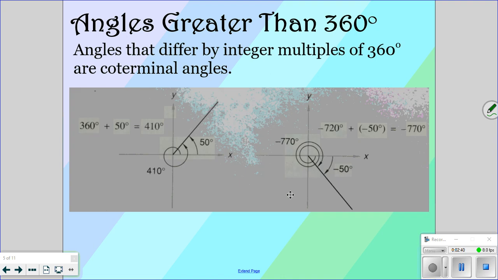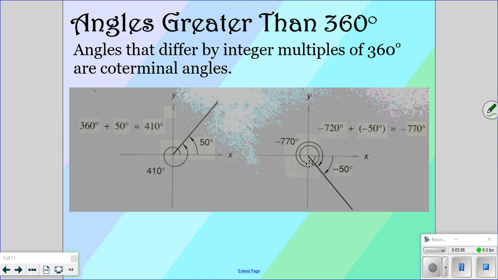If you have angles that differ by an integer multiple of 360, those are coterminal. So 50 degrees and 410 are coterminal because we went 50 degrees and then we went another circle around. And so we still have the same vector, but we just went an extra circle around our origin. And so that's how you could get another angle that's the same vector.